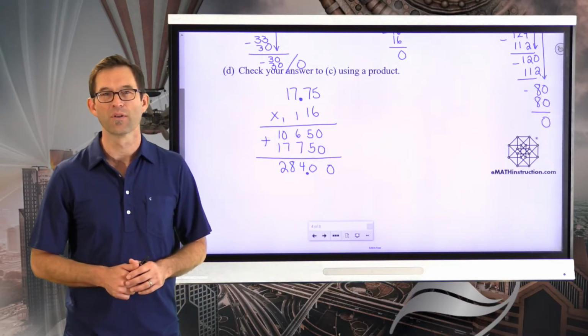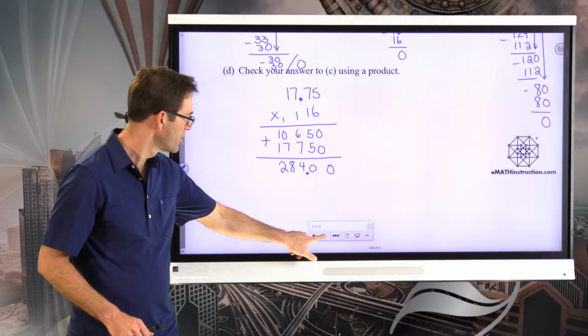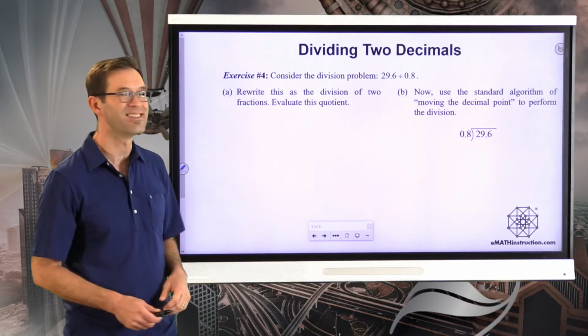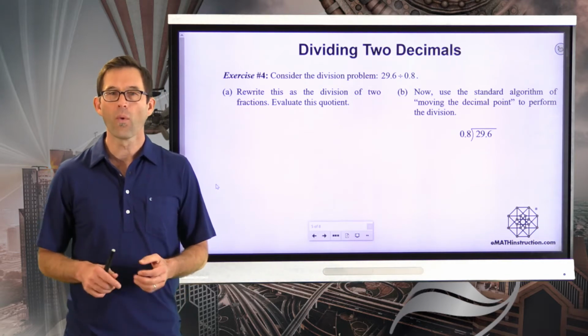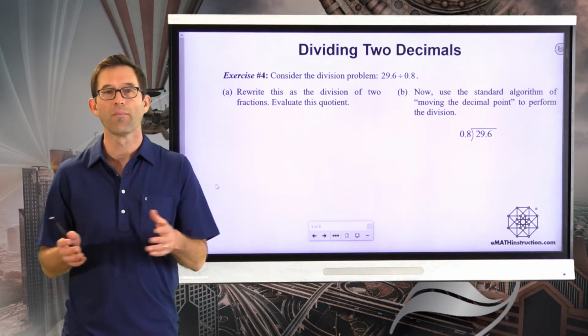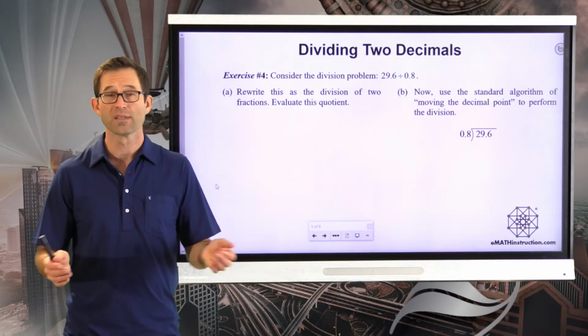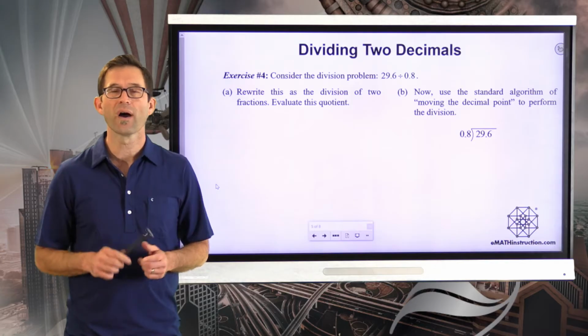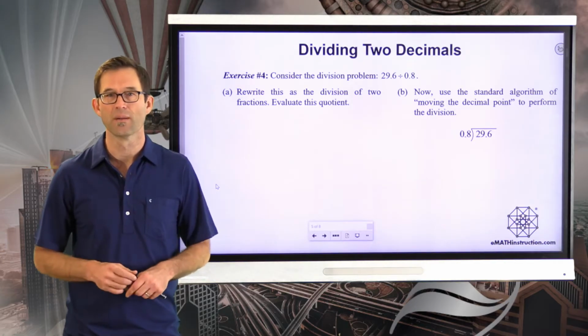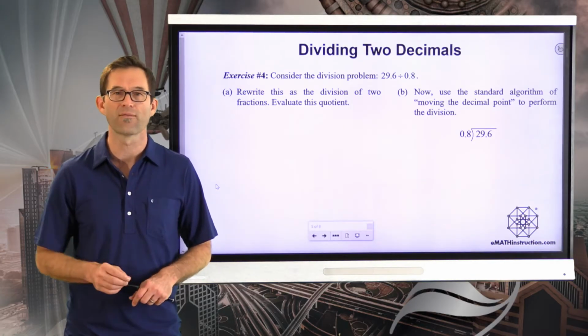Let's keep moving on with some more division involving decimals. All right, what do we have? Dividing 2 decimals. All right, so now we get to the heart of it. Before, we were dividing maybe a decimal by a whole number to get another decimal, or maybe a whole number by a whole number that gave us decimals. But now we want to divide 2 quantities that both have decimals in them, and we want to remember how we did that from last year.